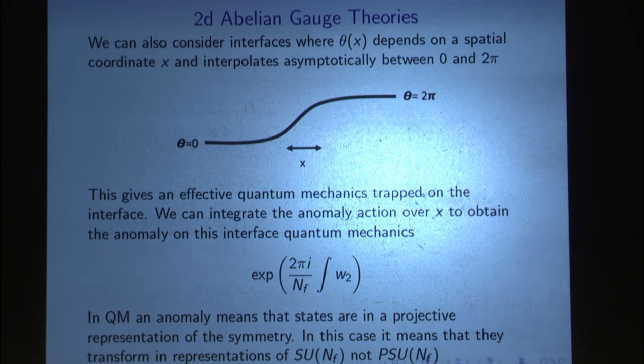So I take the 2D theory, I think it's a 2D theory, and I plug in wherever I see theta, I write theta of x, where theta of x is a smooth function with variation that's longer in scale than any other scale in the problem.